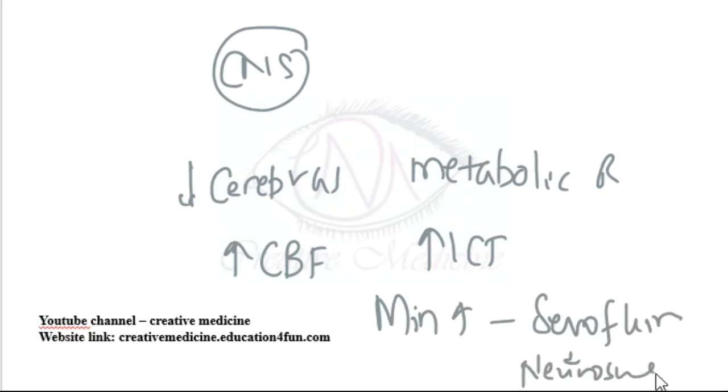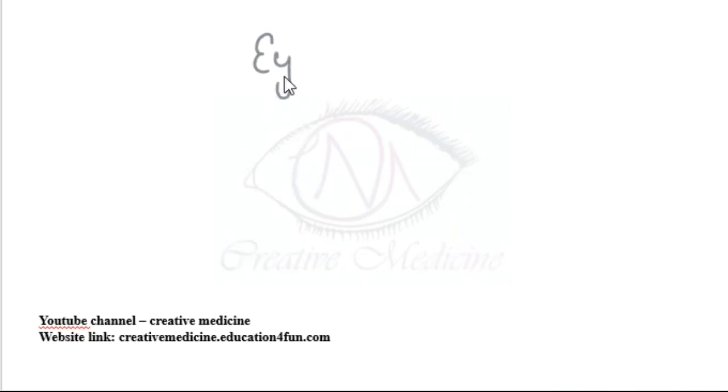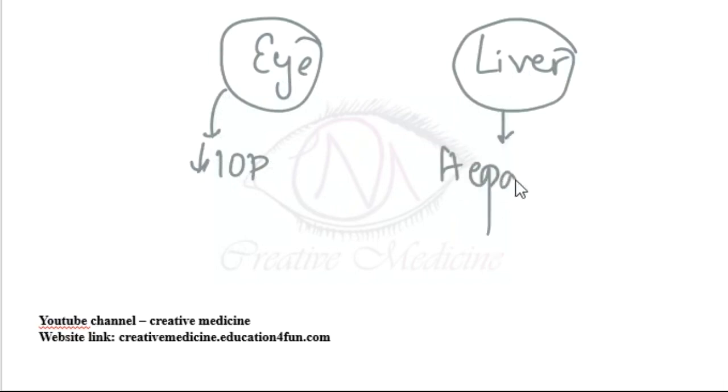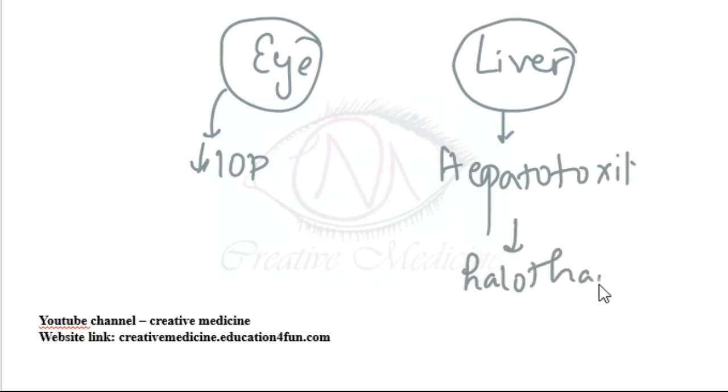Effect of inhalational anesthetic on eye. On eye, they decrease the intraocular pressure. Effect of inhalational anesthetic on liver. On liver, the inhalational anesthetics cause hepatotoxicity. Especially halothane causes maximum hepatotoxicity, whereas isoflurane and desflurane will also cause hepatotoxicity, but they are lesser.